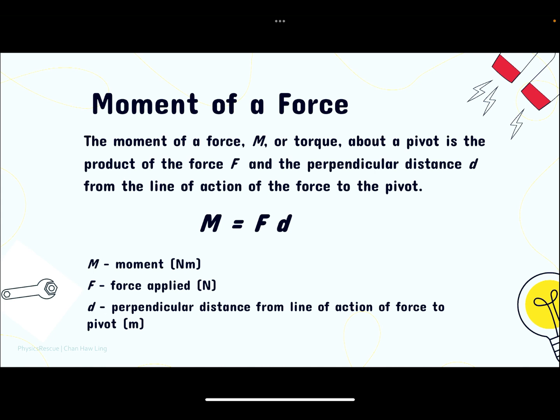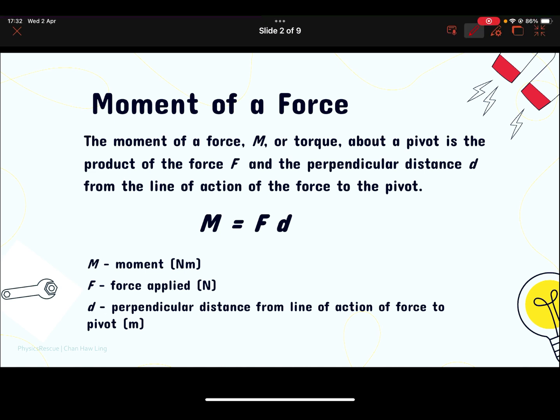The moment of a force, or torque, about a pivot is the product of the force and the perpendicular distance from the line of action of the force to the pivot. All right, so it's represented by M equals F times d, M being the moment, F the force applied, and d the perpendicular distance.